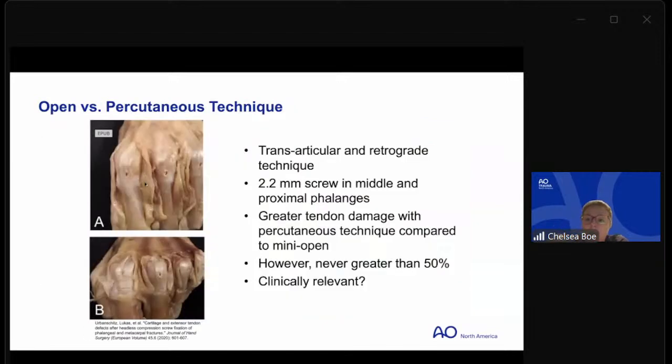We discussed open techniques thus far, but you can actually place the screws entirely percutaneously with no open incision. This cadaveric study demonstrated that tendon damage with an open approach and direct view of the tendon is obviously less, but with an entirely percutaneous approach, it's never greater than 50% of the tendon, which is lower than the threshold potentially for an open repair, and you would anticipate normal function with that tendon injury.